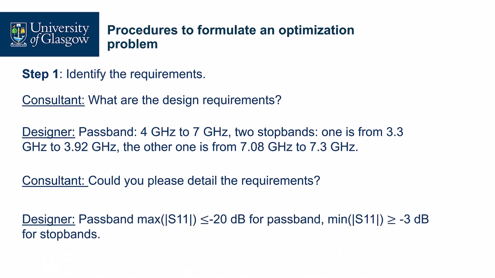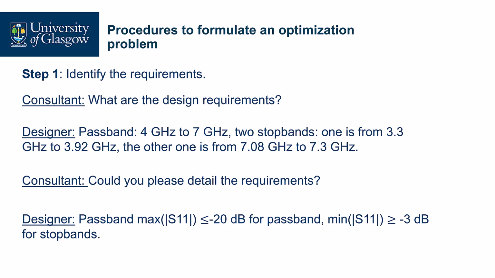Then he can maybe tell you, okay, for the passband, the maximum of the magnitude of the S11 should be smaller than or equal to minus 20 dB. And for the stop band, the minimum of the magnitude of S11 should be larger than or equal to minus 3 dB for the 2 stop bands. Okay, now this is better, right? So now at least there are some specifications there, right?